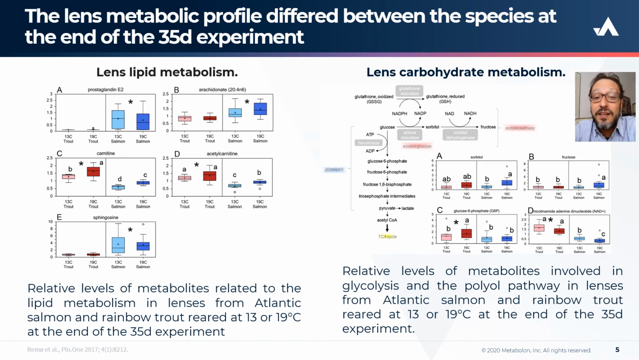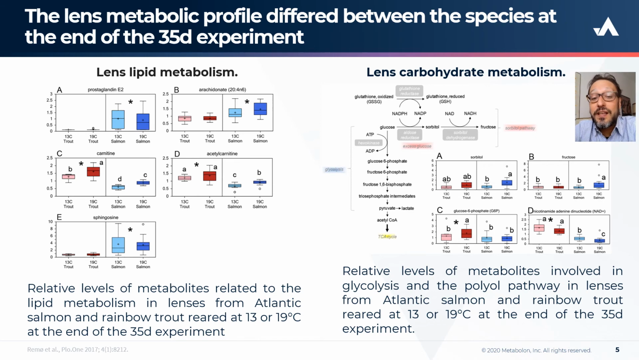Now, in the present study, Atlantic salmon lenses had a higher level of sphingosine, which is an intermediate in the ceramide synthesis, compared to the rainbow trout. And this may be related to the higher severity of cataracts in the salmon. High levels of ceramide have been, in fact, found in cataractous lenses and have been suggested to be part of the etiology of age-related cataracts.